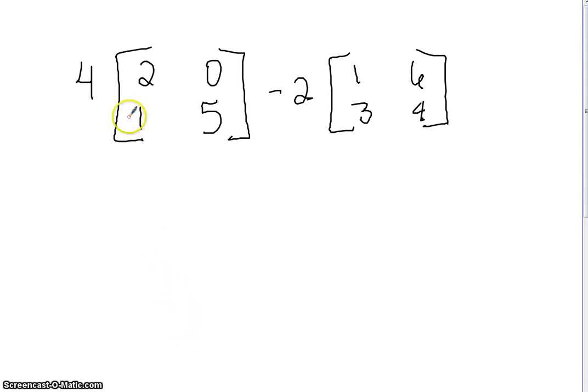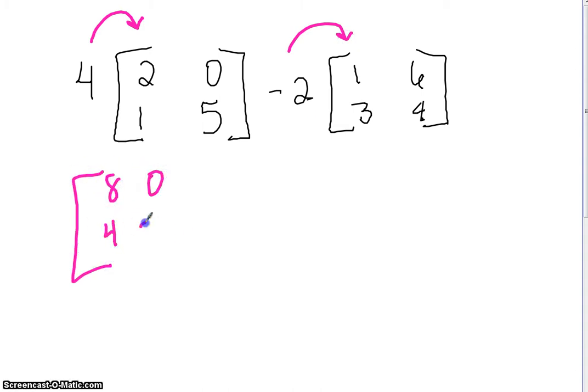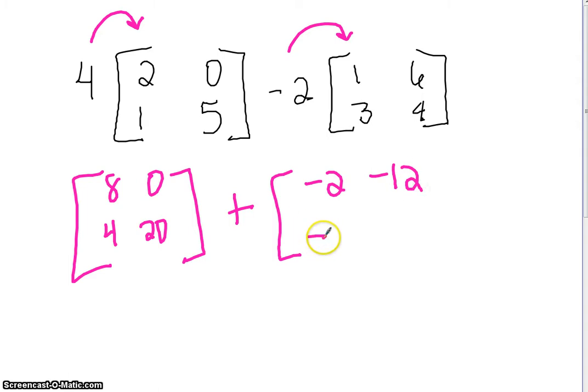So looking at the first one, the first thing you're going to have to do is distribute your 4 and distribute your -2. So this becomes 8, 0, 4, and 20. If you distribute a negative with that 2, it's going to become a plus, -2, -12, -6, and -8.